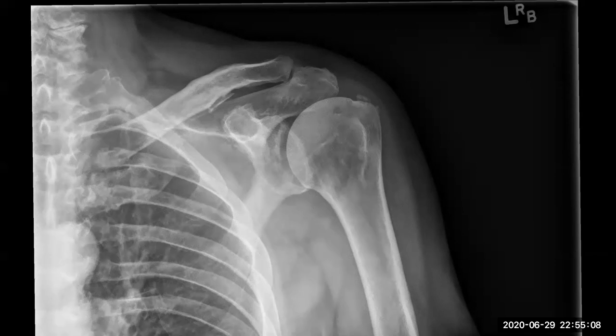Anyone? This case. Calcification near the greater tuberosity of the humerus. Harder. Try step by step. Okay? Step by step. Shoulder X-ray.